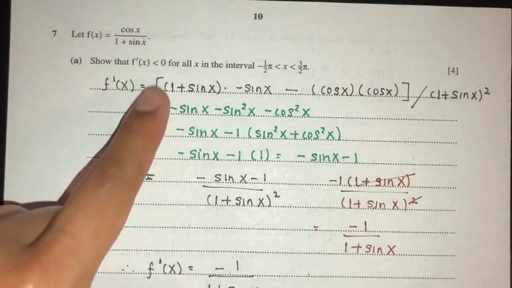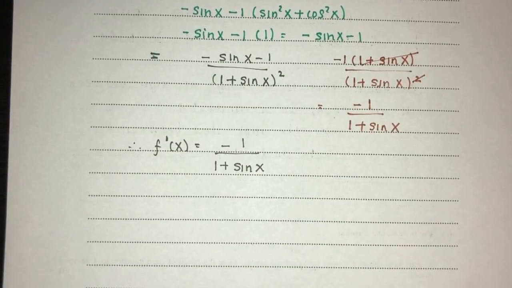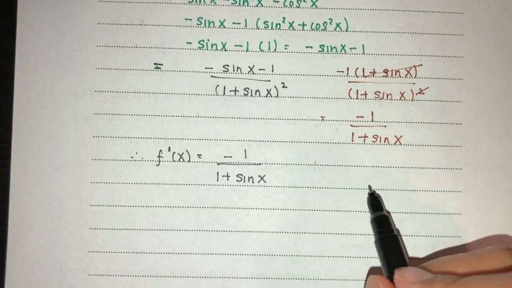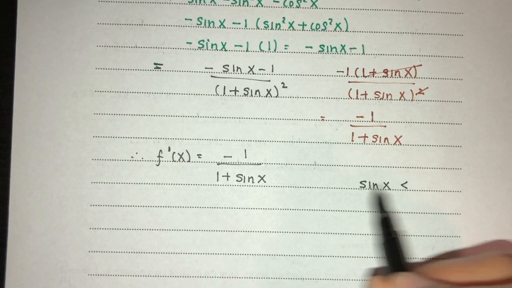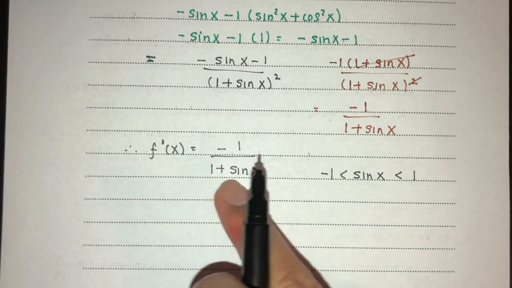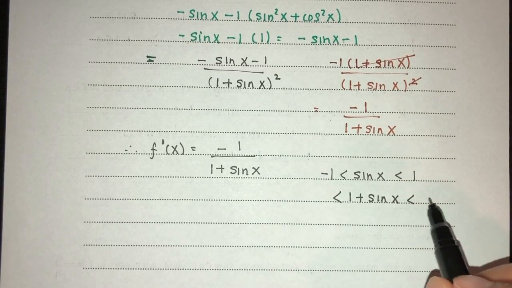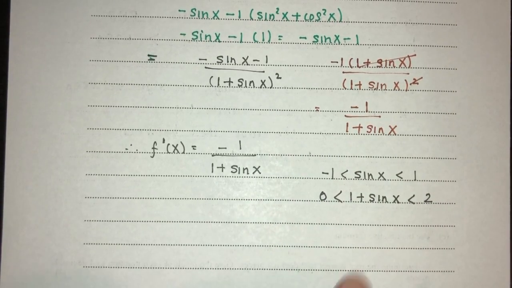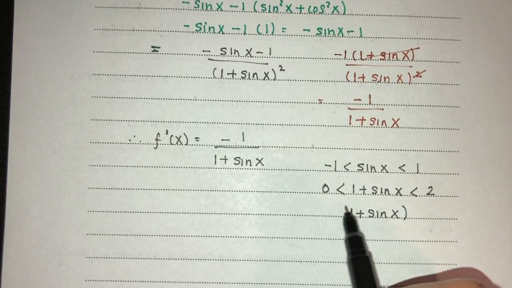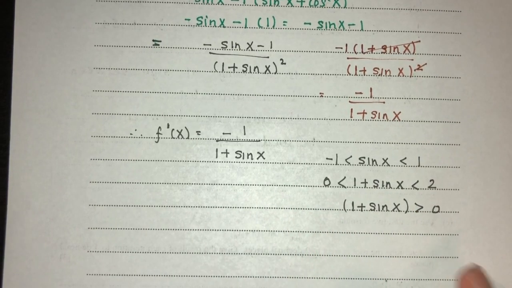So now we have to show that it is actually less than 0 for the values of x between this and this. One thing you should know is that for most values of x, sin x is going to be between 1 and minus 1. Now here we have 1 plus sin x. So 1 plus sin x has to be between 0 and 2. What does that mean? It means that 1 plus sin x is always going to be positive, right? Because it is between 0 and 2. It cannot be negative.